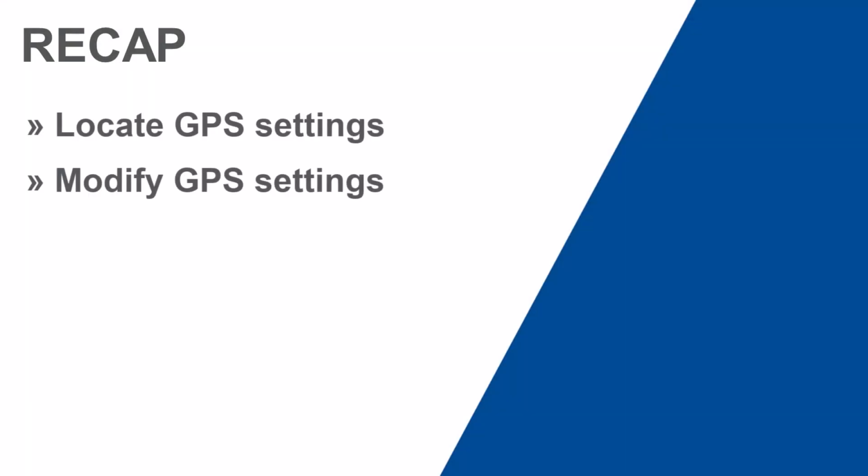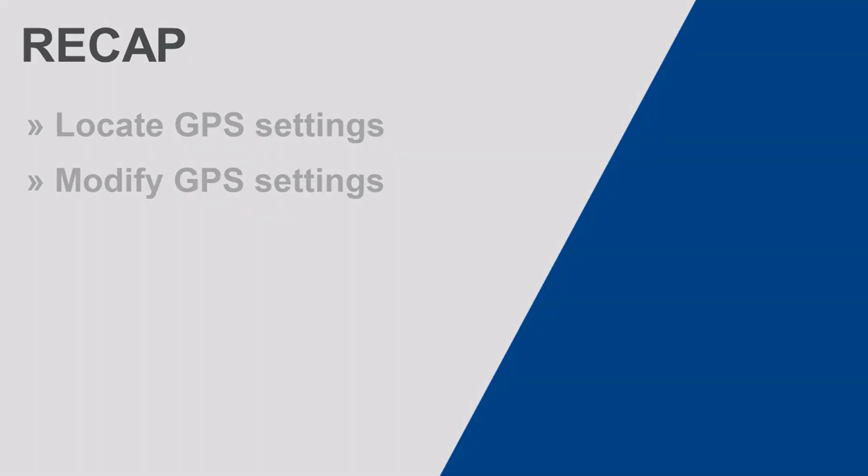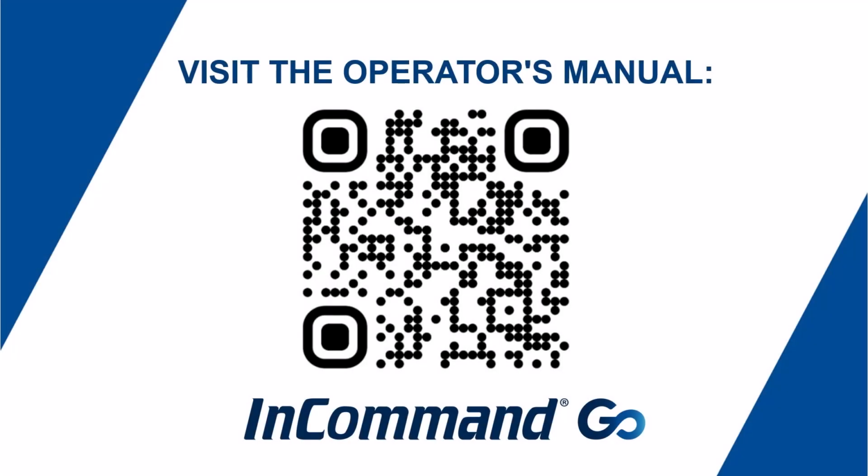Now you will be able to set up the GPS 7500 receiver on the InCommand Go display. For more information on the setup and settings, please refer to the Operator's Manual on the Ag Leader Knowledgebase.